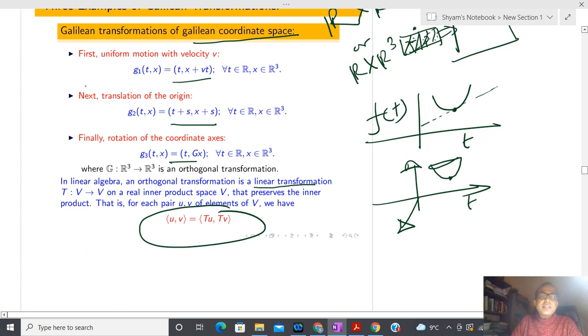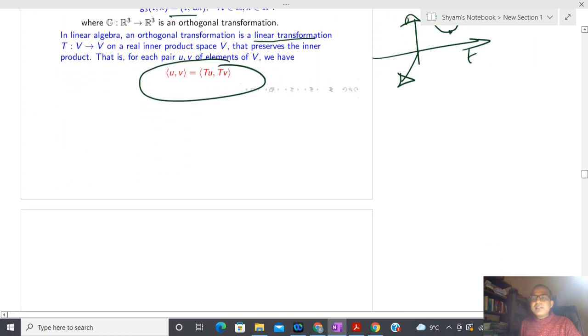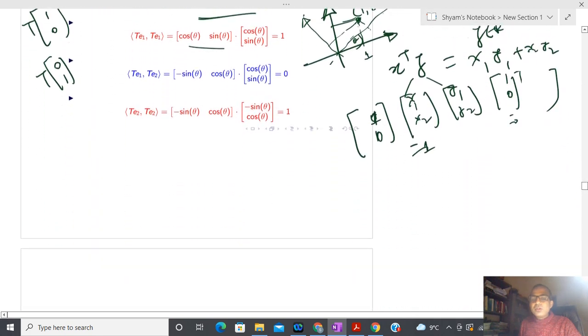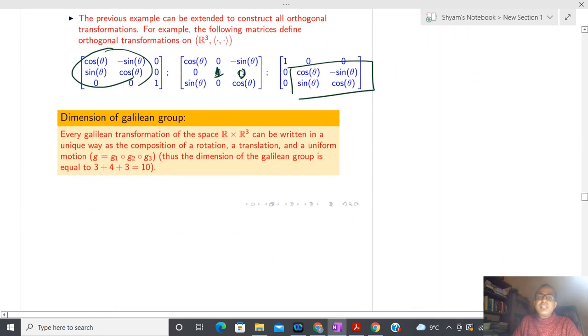So in this way I have defined some kind of function, and it is possible to show that it is nothing but the group. Just by doing that kind of composition it is a group. It means that if I rotate, translate and do uniform motion in this way, then whatever quantity comes into the picture is going to form a group. And for the dimension, you can see that I have written 3, 4, 3.